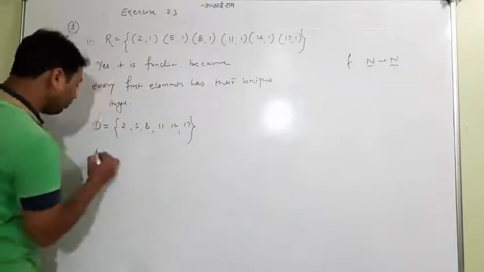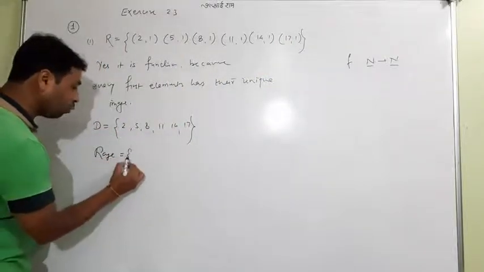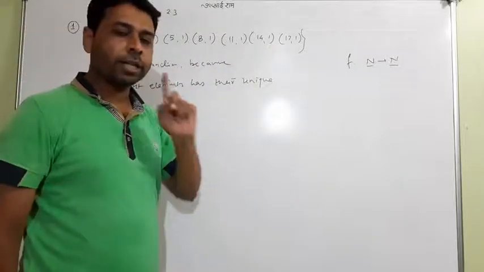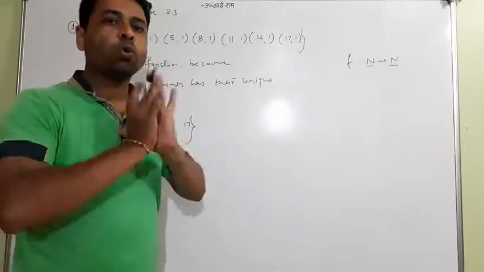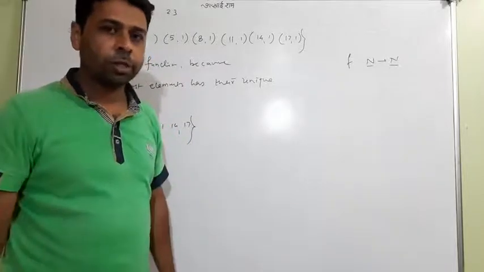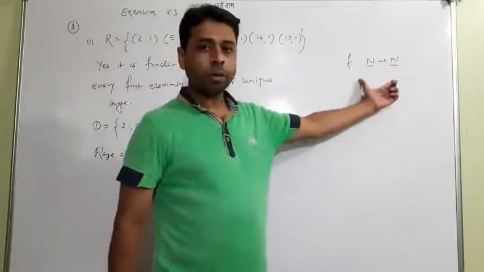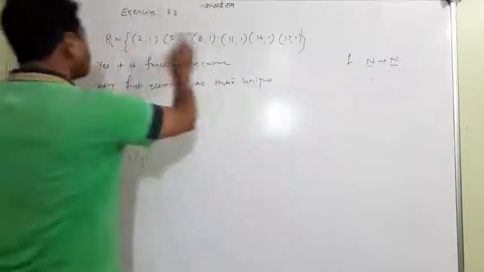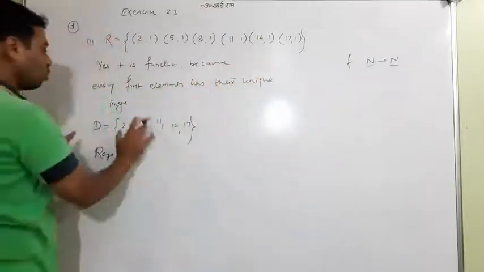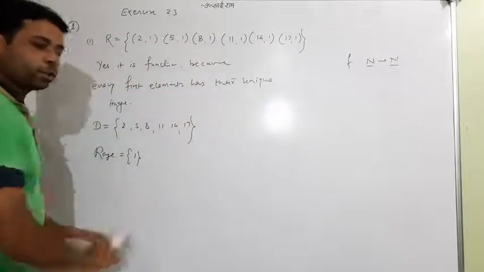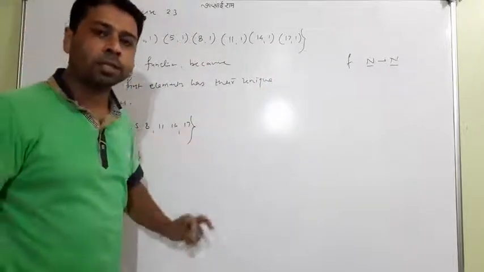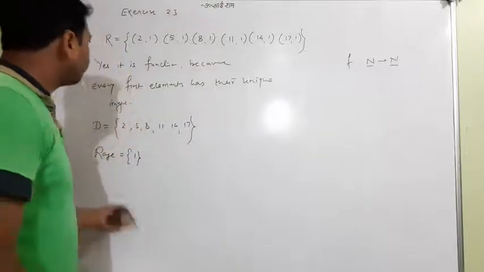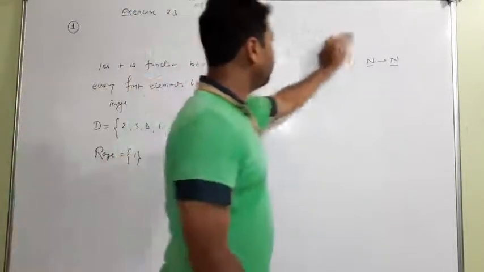So what is the range? The range contains only a single element, which is 1. About the codomain, we have no knowledge of it until it is given. When it is not given, just check that the first elements form the domain and the second elements form the range, and these two things are asked in the question. The codomain will not be asked. Okay, now this is the question, and the answer is already stated here.